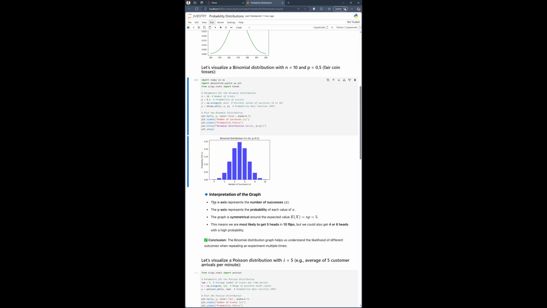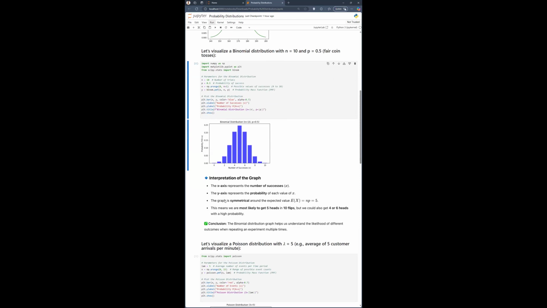Okay. So the interpretation of the graph for the binomial distribution: the x-axis represents the number of successes, and the y-axis represents the probability of each value of x. So let's say we're talking about 6. What is the probability of 6 calls, or 6 successes? That will be this much. By seeing the graph, you can see that it will be 20%. Understood?